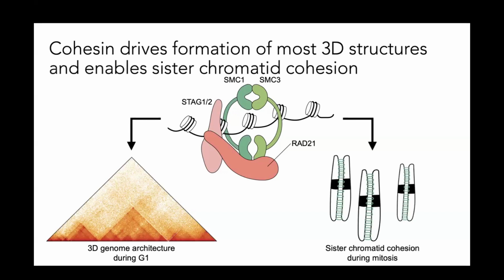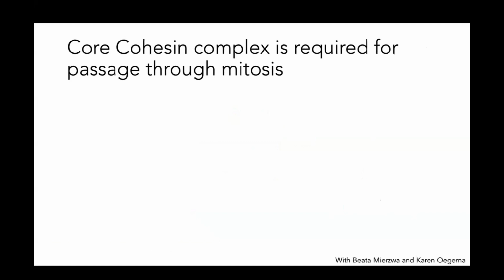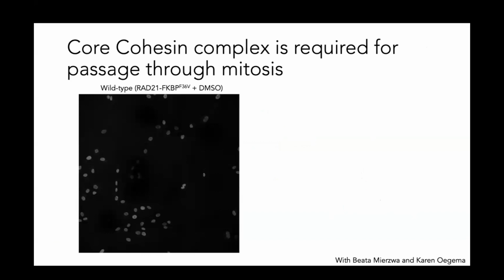But cohesin wears two hats. The other thing that cohesin does is it facilitates sister chromatid cohesion. That's where its name comes from. These are largely independent functions. But the challenge is that cohesin is required for cells to pass through mitosis. And you can see this in dramatic examples. This is something we did with an entirely different focus, but I think it shows really nicely how cohesin is required for the passage through mitosis.